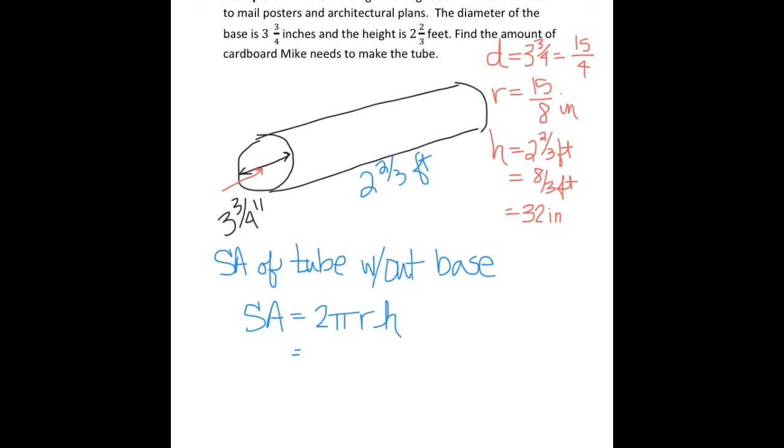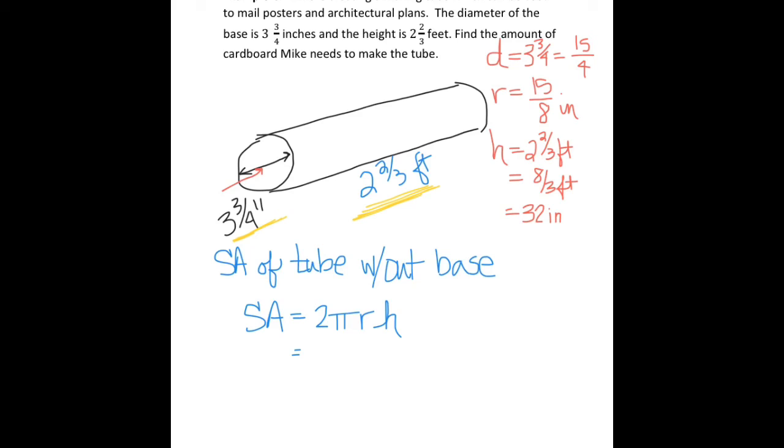The diameter of the base is 3 3/4 inches. So I've drawn my tube and I've marked my diameter. And then the height is 2 2/3 feet. I need to find the amount of cardboard to make the tube. I'm just talking about the outside of the tube. I'm not putting caps on it, so there is no base. So the surface area of this tube is just that outer ring, the 2 pi RH.